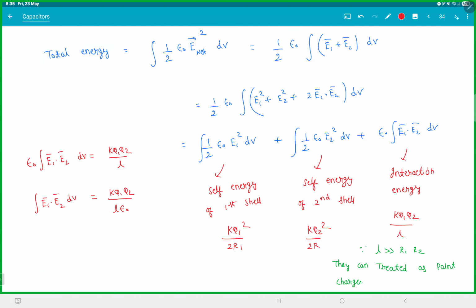Is that clear to everyone? E1 plus E2 bar is the total electric field, and if you integrate this all over the space, you will get the total energy. Total energy has three parts: two self energies and one interaction energy. All clear with this? Next one.